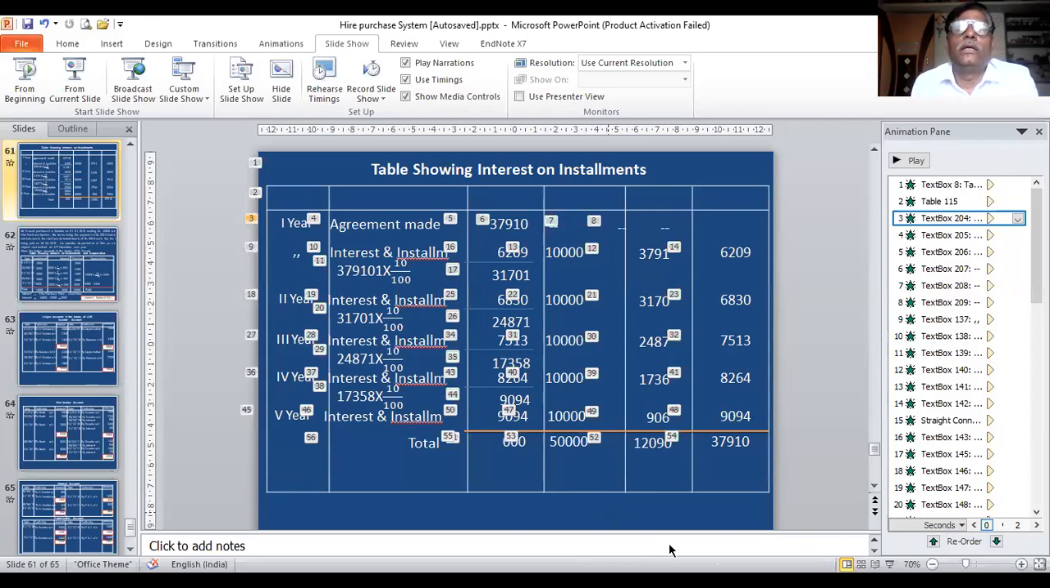Okay, with this I complete the royalty accounts. This is the hire purchase system. I solved all the different problems of hire purchase.